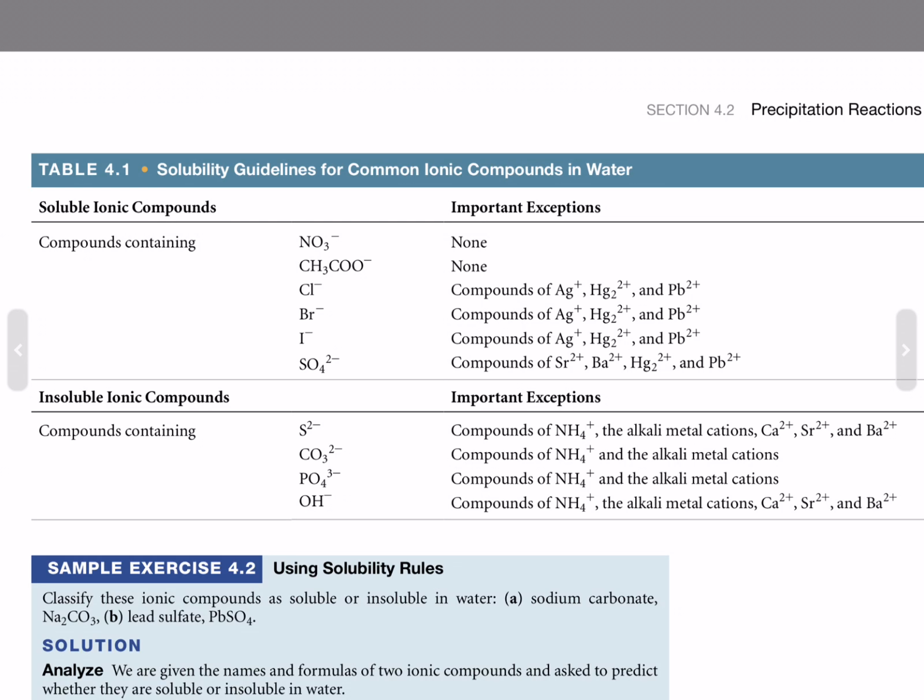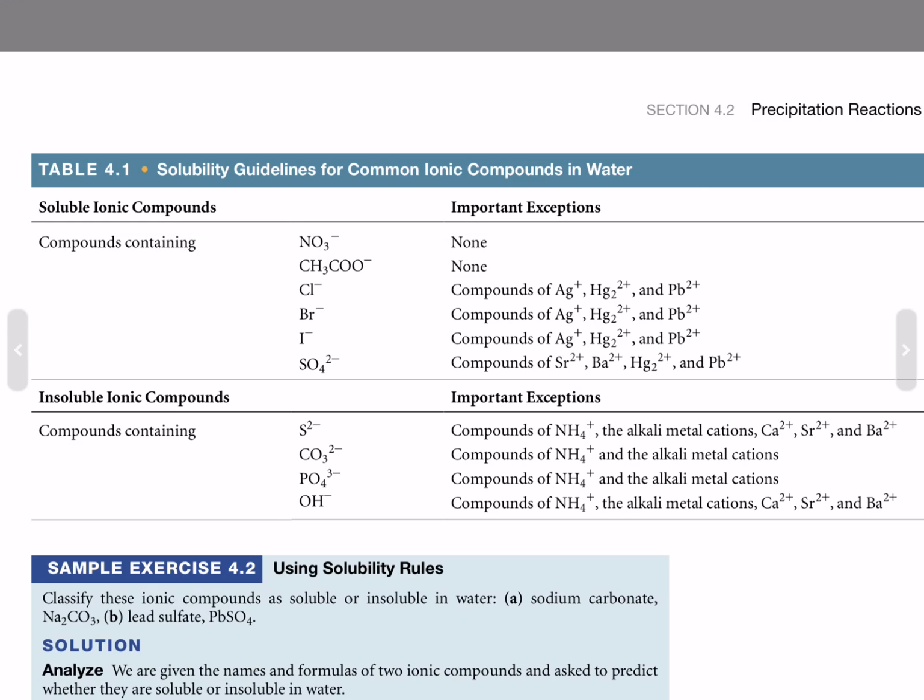Compounds containing nitrate are all soluble. Compounds containing acetate are all soluble. Compounds containing chloride, bromide, and iodide are all soluble except for compounds of silver, mercury(I), and lead. Compounds containing sulfate are all soluble except for compounds of strontium, barium, mercury(I), and lead.